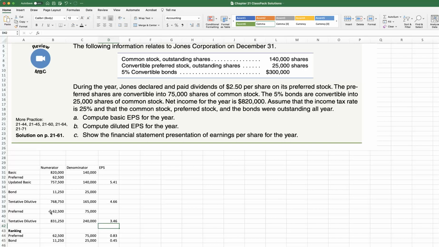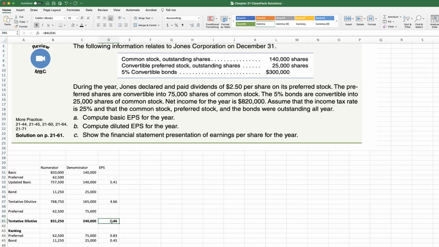And I get $3.46. Now, I've layered in all my pieces. I pause and I say, is this still dilutive, right? Is $3.46 less than $4.66? Yes, it is. So that becomes the answer to what diluted EPS is. If for any reason this number had been above $4.66, we would ignore it and we would report $4.66. So let me say that again. We are always going to report the number up until the point where it becomes anti-dilutive.